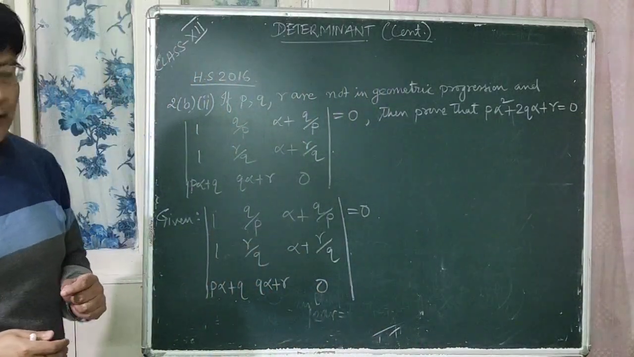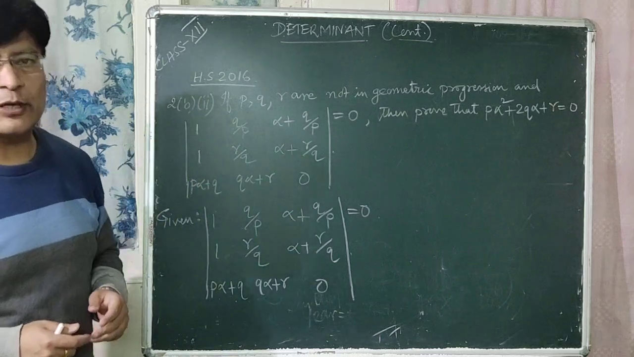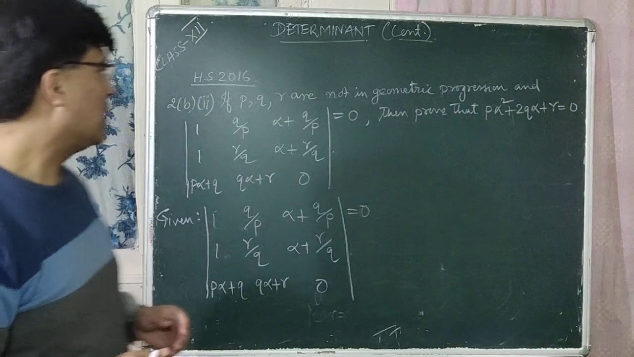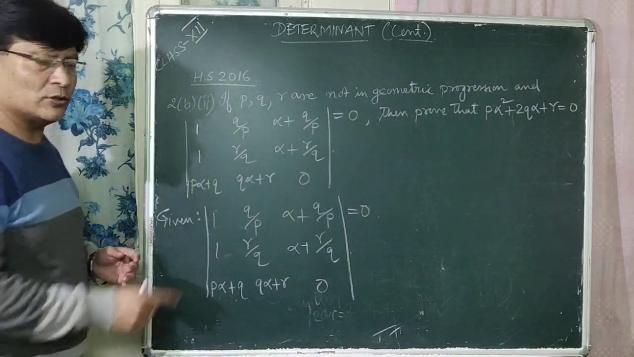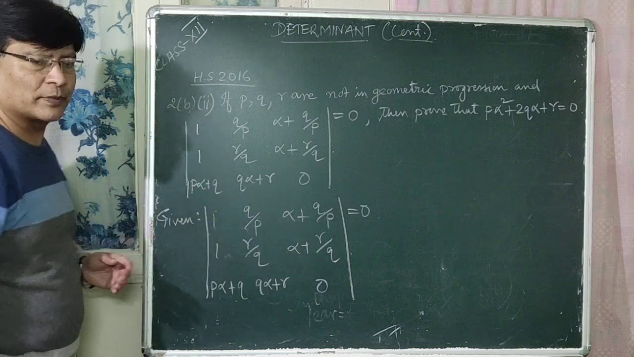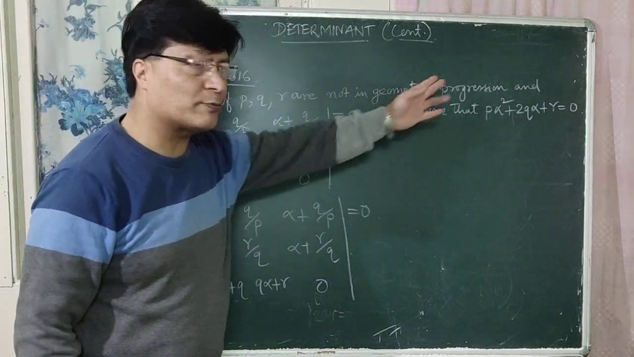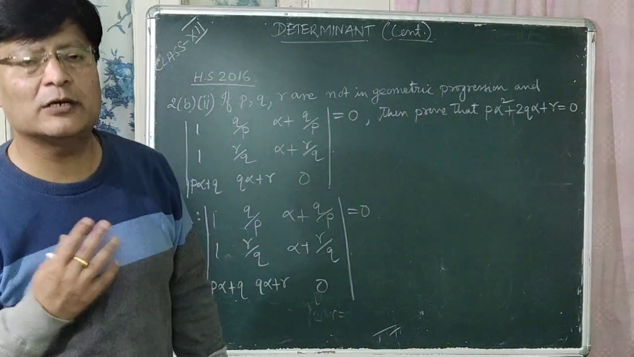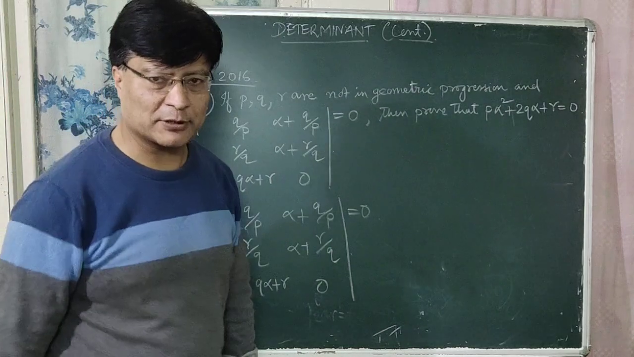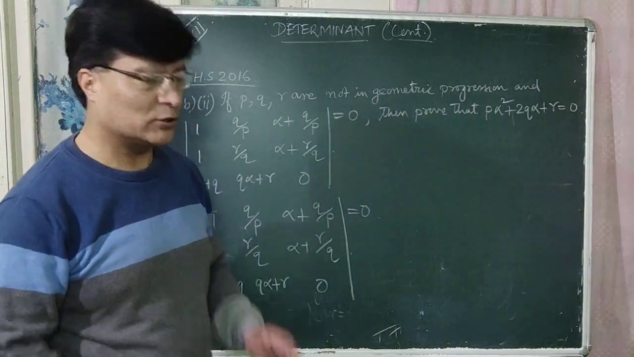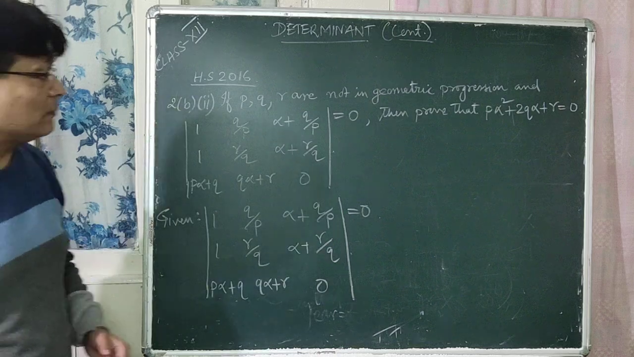Education, right? So now this question is from Higher Secondary 2016, and each question carries 4 marks. So, 2B number 2. If P, Q, R are not in geometric progression. I think you know the meaning of geometric progression. You did in class 11. There is a chapter, geometric progression. So, you should know the meaning of geometric progression in this case, okay?